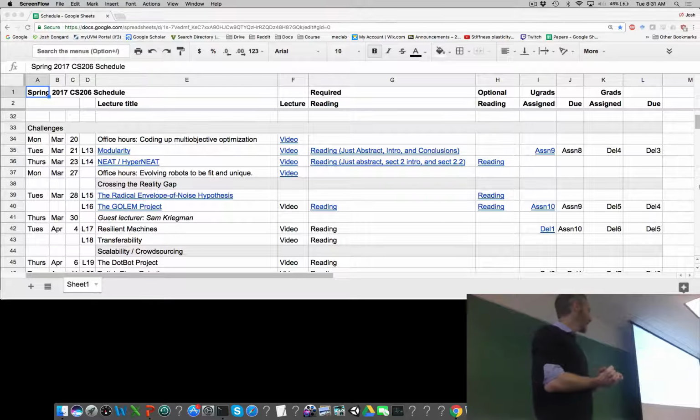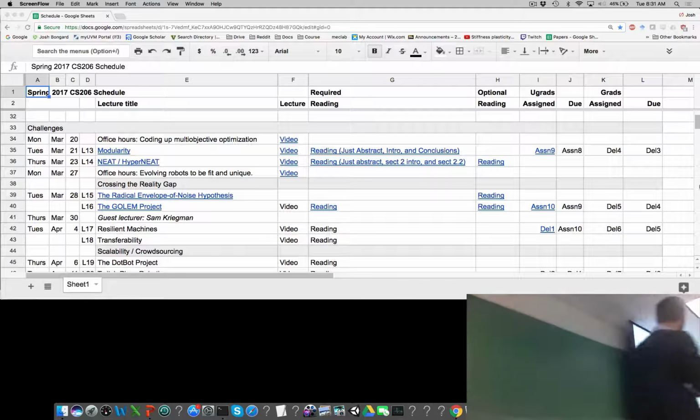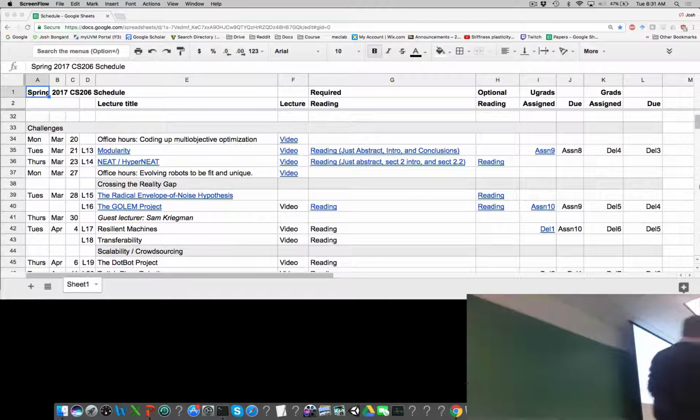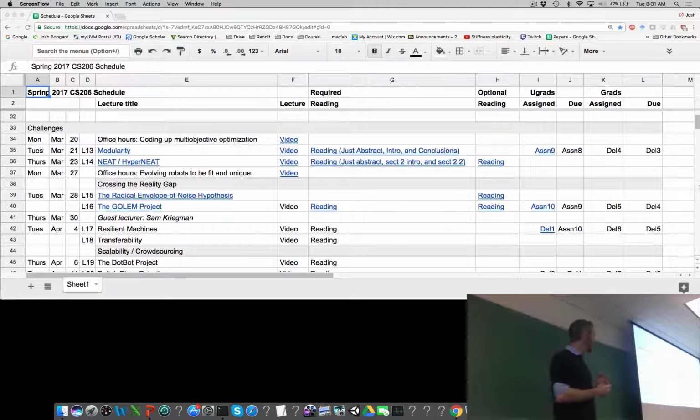Let's talk a little bit about the assignments. Undergraduates, you're working through assignment 9, which is the genetic algorithm. The main difference between the genetic algorithm and all the other optimization methods we've seen so far is the higher your fitness relative to the fitness of all the other robots in the population, the more likely you are to produce more offspring, right?